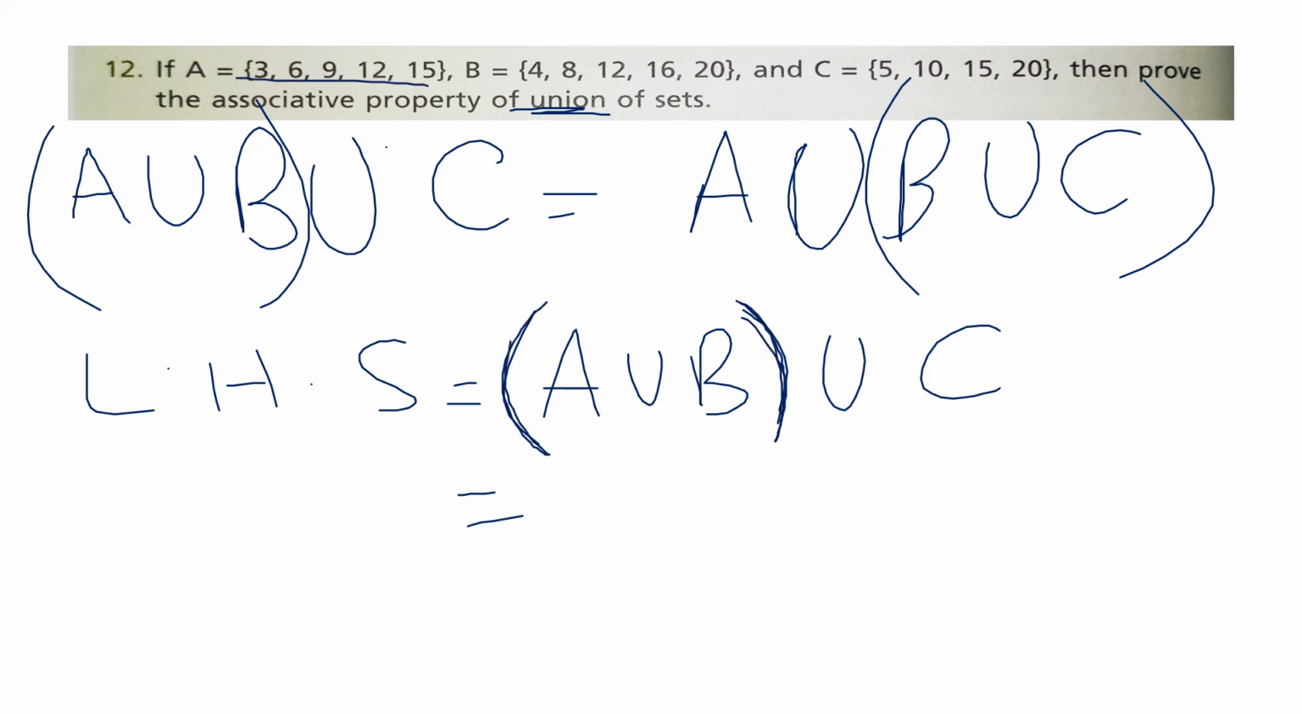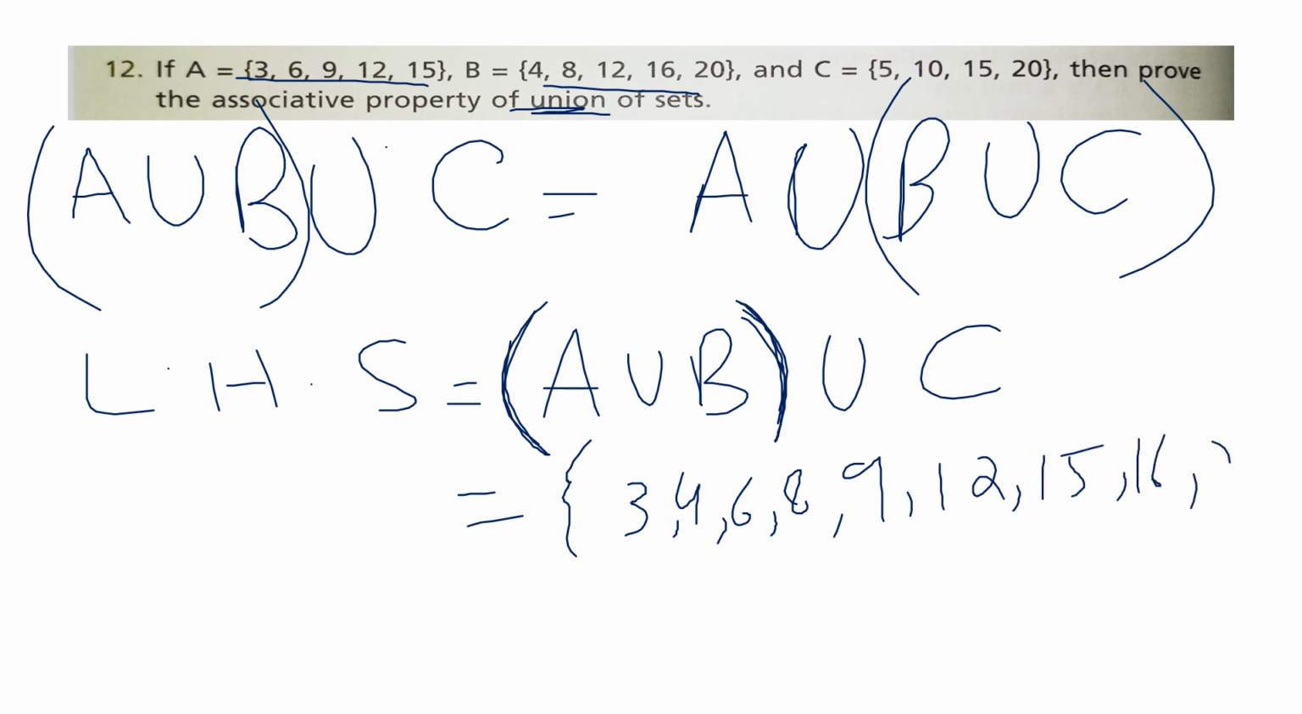This is set A, this is set B. I'm going to write their union. What will be the union? I'm directly writing the answer: 3, 4, 6, 8, 9, 12, 15, 16 and 20. So this is A union B.